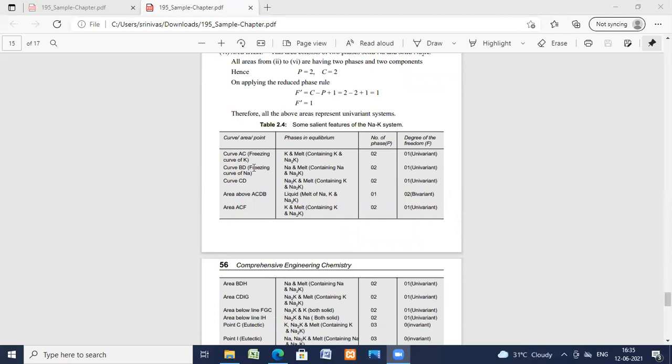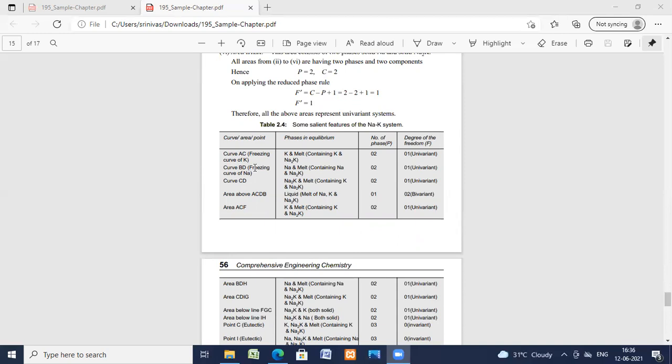We have curve BD, that is the freezing curve of the sodium. There the sodium and the melt, containing two phases. The system, you can see, is univariate.